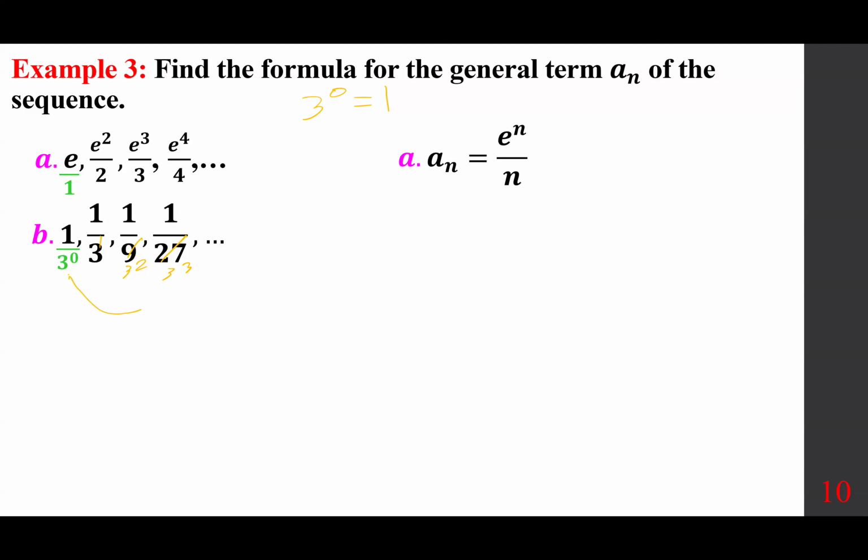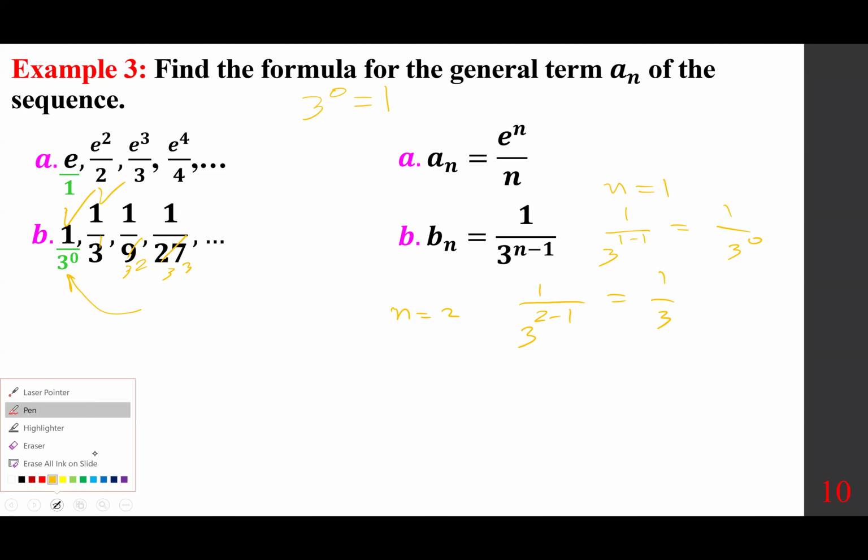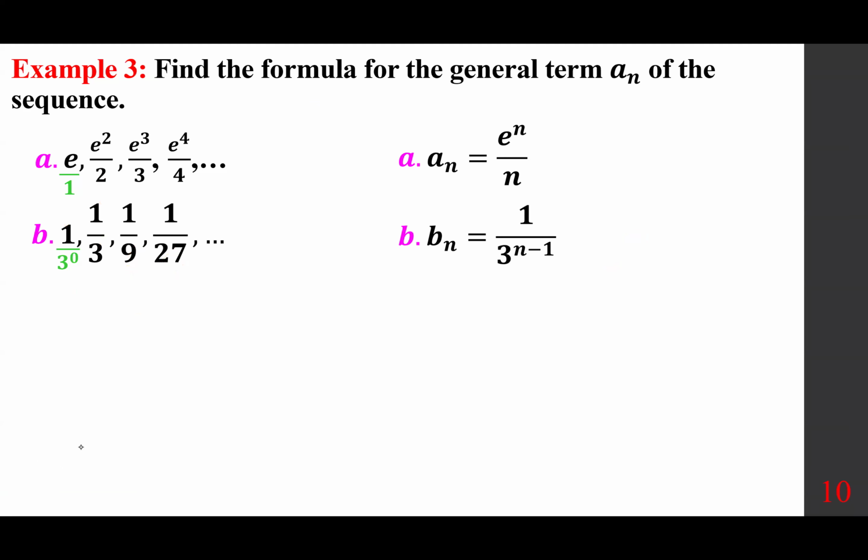It's 3 to the power of n minus 1, because when n equals 1, you should have 1 over 3 to the power of 1 minus 1, which is 1 over 3 to the power of 0. You can check the two. N equals 2, 1 over 3 to the power of 2 minus 1, which means 1/3. So that checks, and you can check the next one on your own. But you have to check.